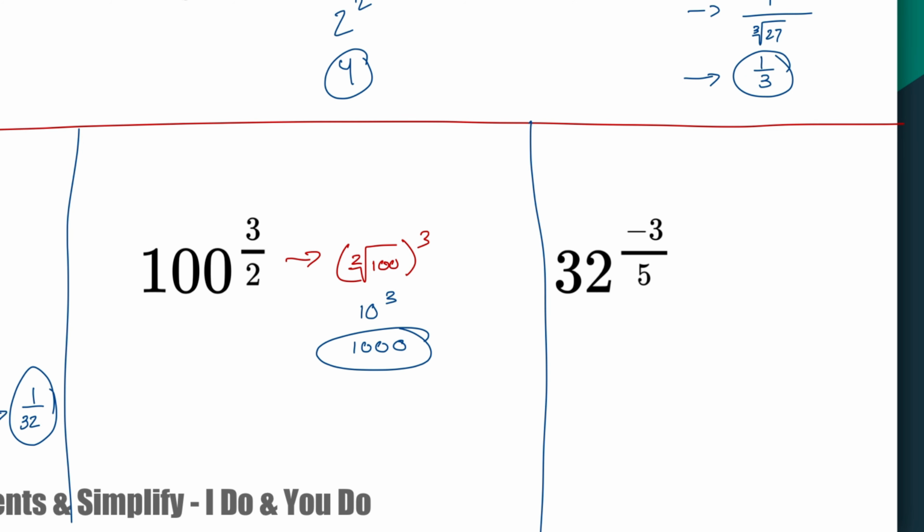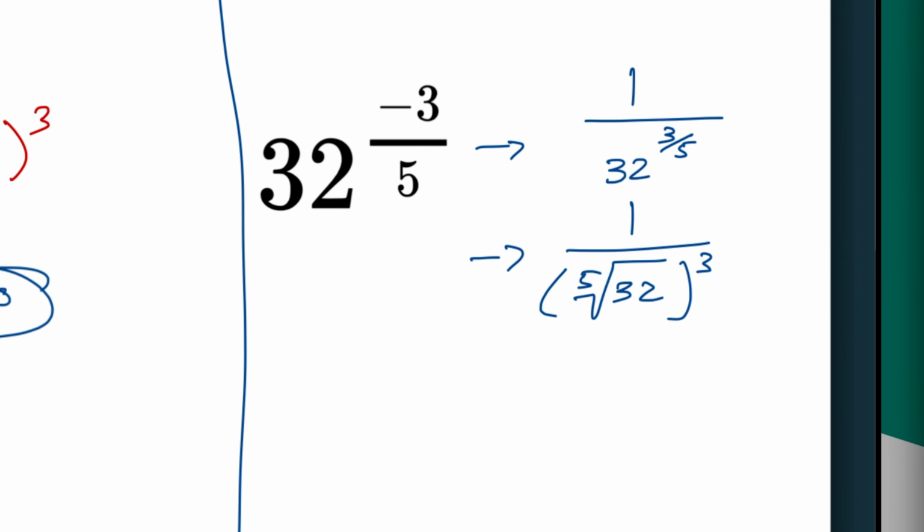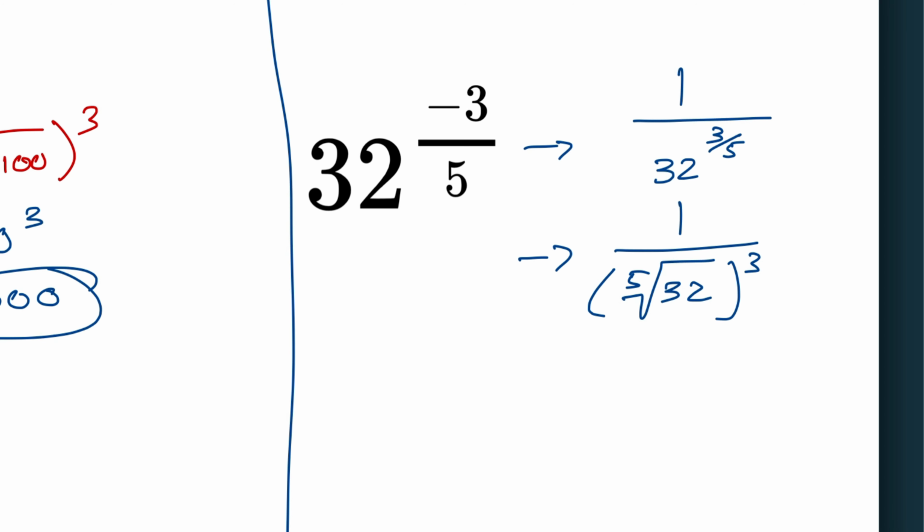32 to the power of negative 3 over 5. Let's deal with the negative exponent. 1 over 32 to the power of 3 over 5. Okay. That becomes 1 over the fifth root of 32 to the power of 3. And again, look at that, the importance of knowing your base 2 numbers, right? 2 to the power of 5 is 32. So look at it, fifth root of 32. So that must mean that this is 1 over 2 to the power of 3, which is really just 1 over 8, okay? It is very important to remember that pattern of base 2.